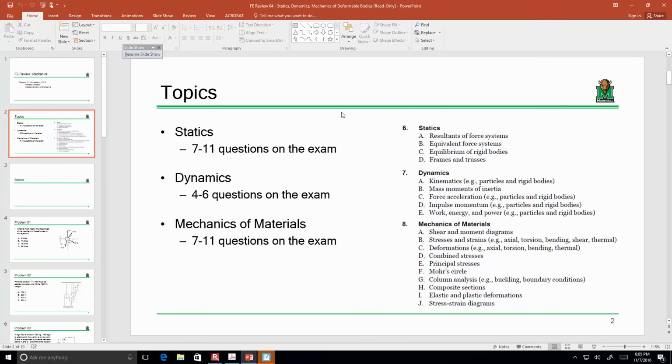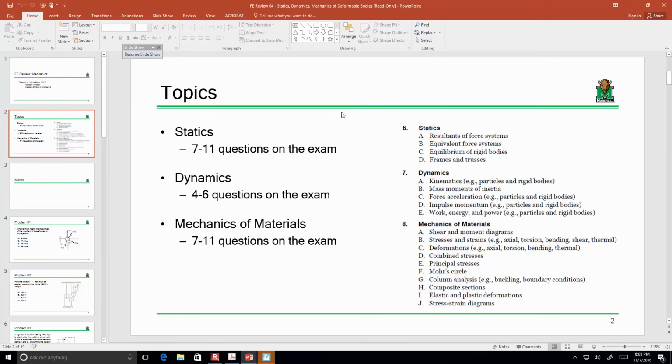This actually comprises a sizable chunk of the exam. I pulled these numbers from the civil set of specs. I'm not sure if the numbers are any different on the mechanical exam, but for statics, you're looking at 7 to 11 questions on the exam. For dynamics, 4 to 6 questions, and mechanics of materials, 7 to 11. That's a fairly sizable chunk of the test.